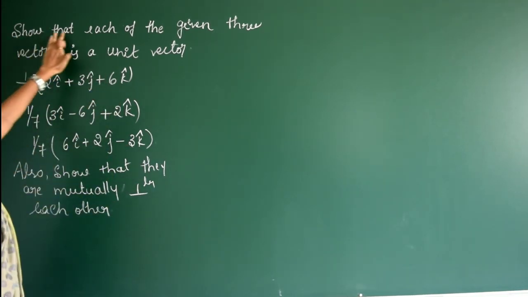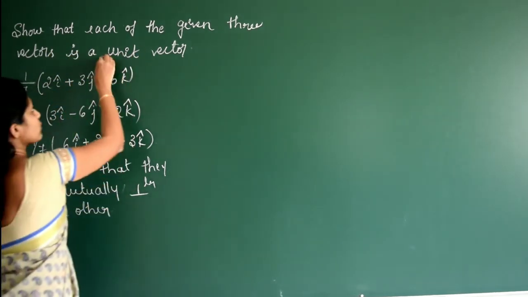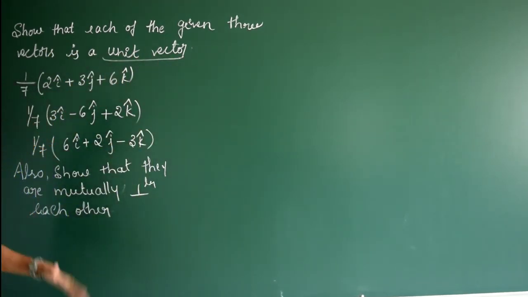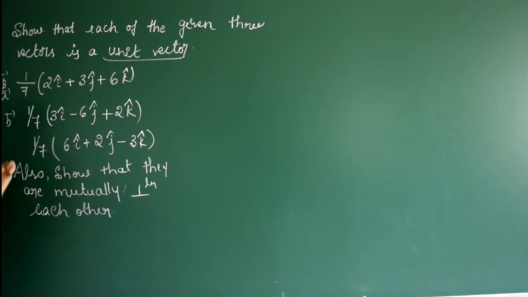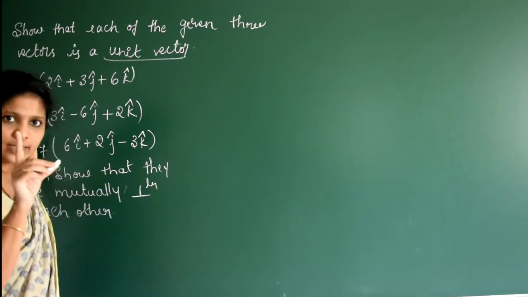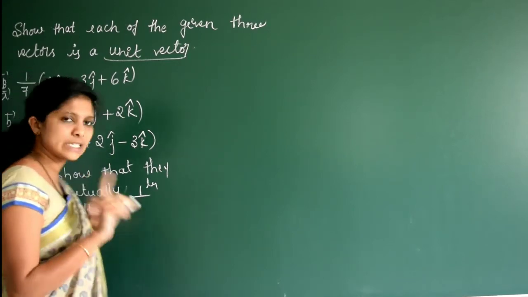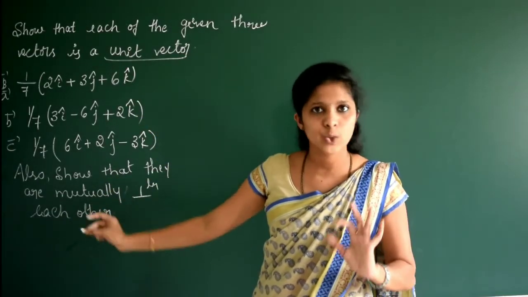Simple it is. Show that each of the given three vectors is a unit vector. You have to show this is a unit vector. What you have to do? Just take this as some vector, or you consider this as A vector, this as B vector, and this as C vector. Then show that magnitude of A vector is equal to 1, magnitude of B vector is equal to 1, and magnitude of C vector is equal to 1. So that we can say that these three vectors are unit vectors.